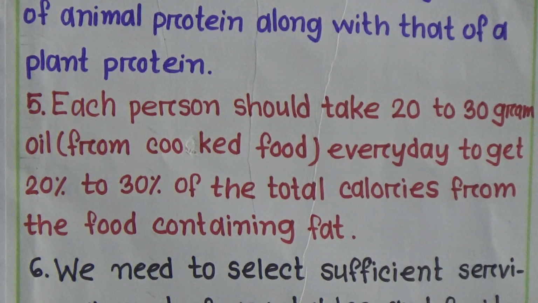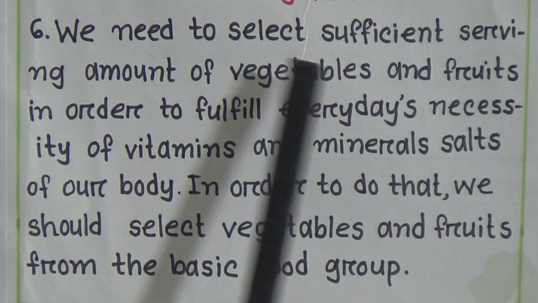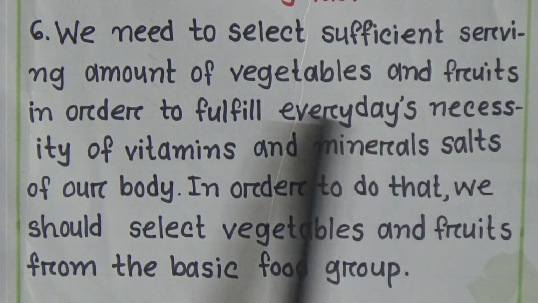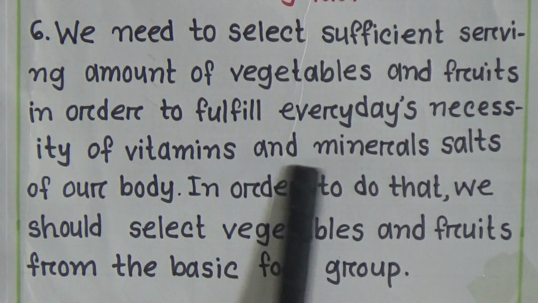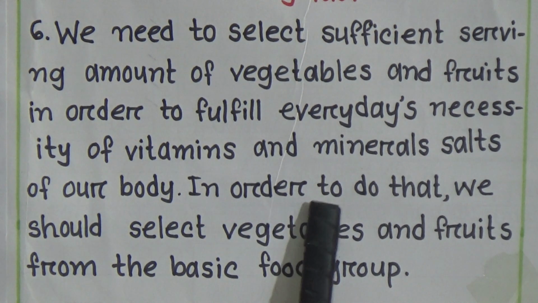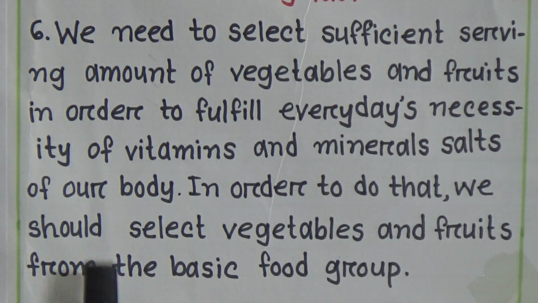Now, number 6. We need to select sufficient serving amount of vegetables and fruits in order to fulfill everyday's necessity of vitamins and minerals salts of our body. In order to do that, we should select vegetables and fruits from the basic food group. So students, by maintaining all these, we can use our basic food groups in planning a balanced diet.